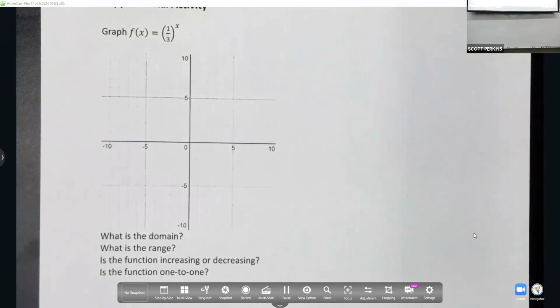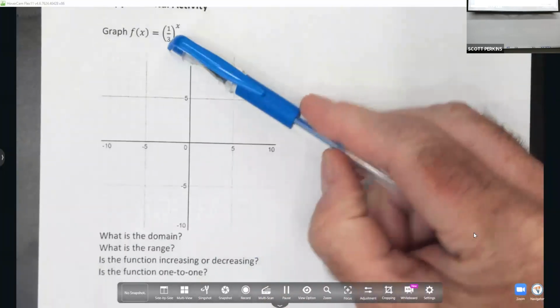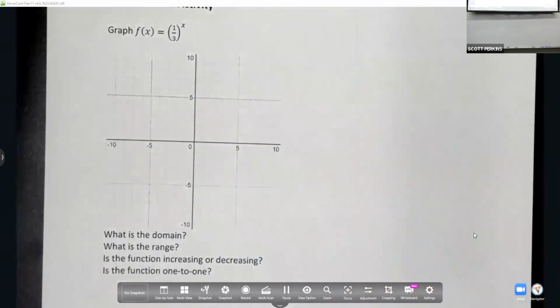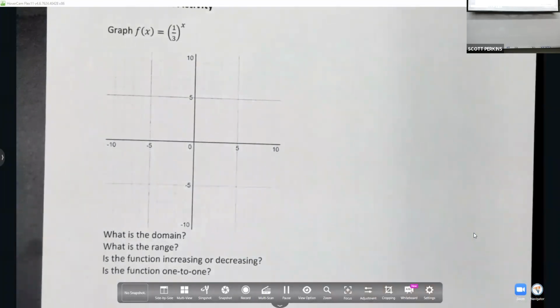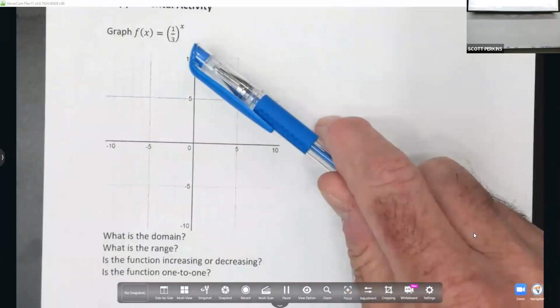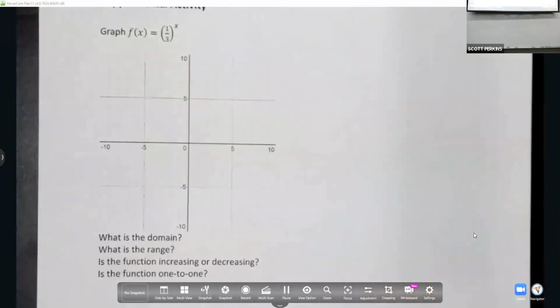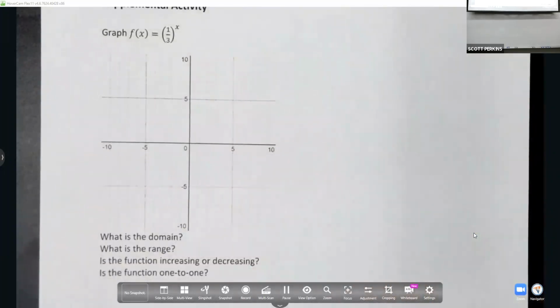Now it's nice to remember the general shape of our exponential graphs. Where we left off last time is when the base here, which in this case is 1/3, is greater than 1, then you're going to get an increasing graph. When that base is between 0 and 1, as this one is, you're going to get a decreasing graph. So that's good to remember. And then the amount of increase, decrease is just dependent on what the base is.